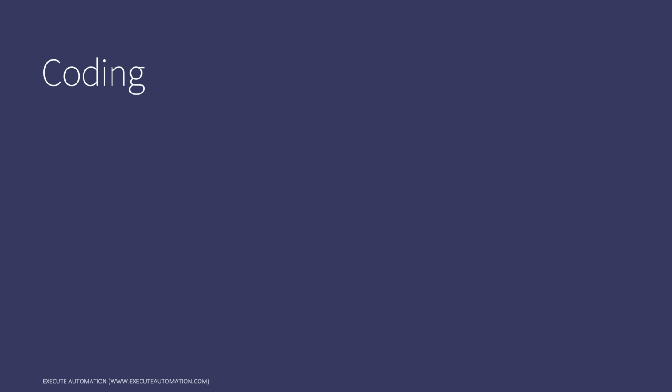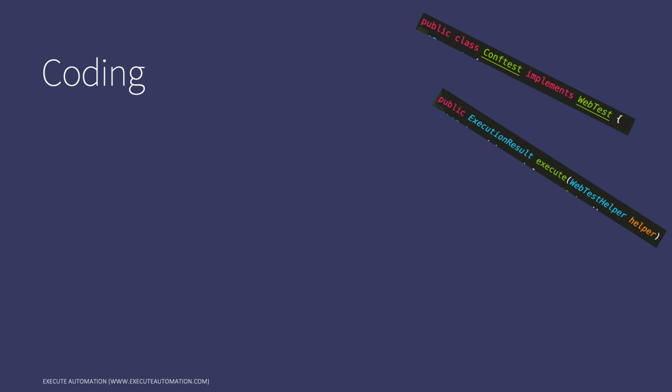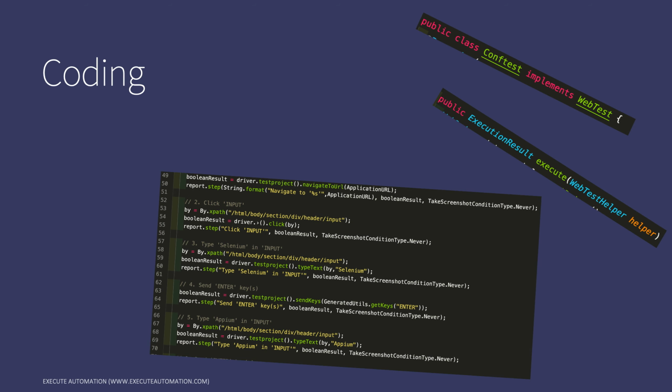And for the coding, we need to follow certain guidelines. We need to implement the web test class, and then call the execute method, which is then going to call the web test helper, which is then going to call a driver, where you can see that we need to use driver.testproject.navigate to URL to actually navigate to the URL.